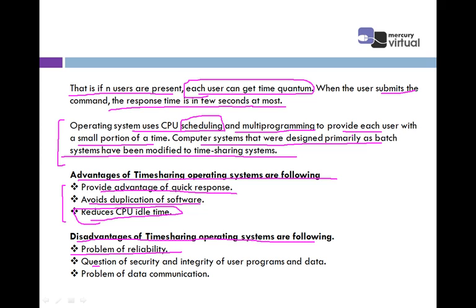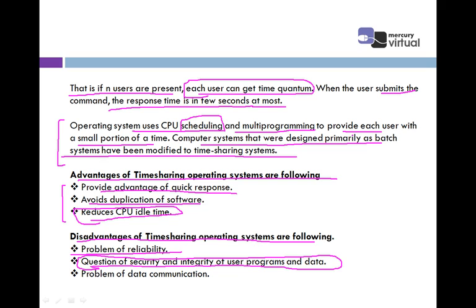Then next point is the question of security and integrity. This is the main point. Security is very low in a time sharing operating system. If I'm sharing something with you, and there is a third party in between that hacks my data, then my data is lost. So this is the insecurity, or less security, available in the time sharing operating system, and it is one of the main limitations of the time sharing operating system.